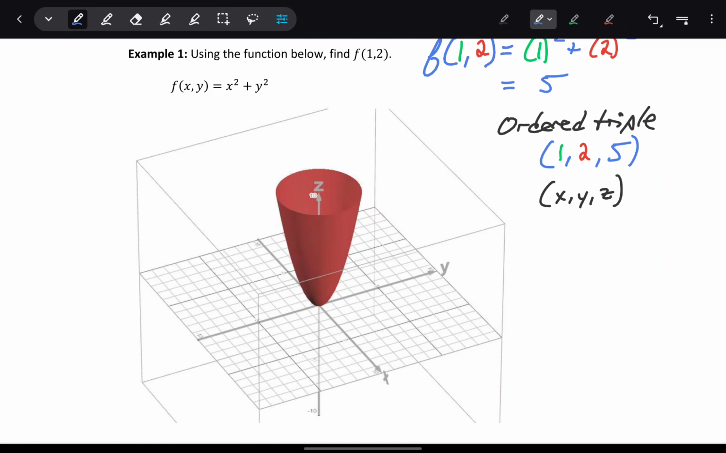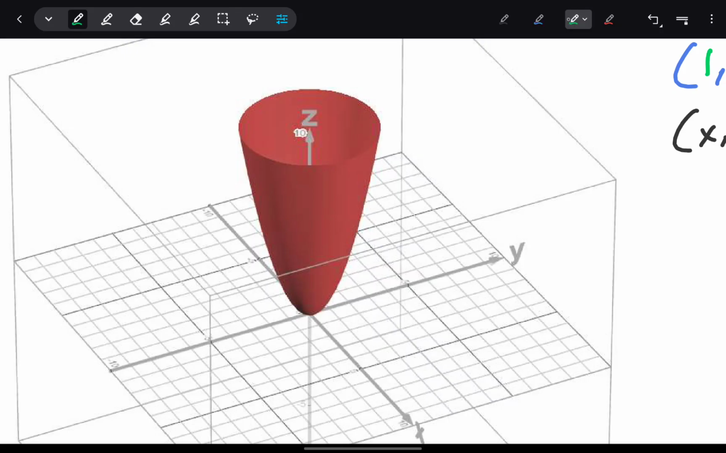We have pictured the graph of this function, x squared plus y squared. Now that we have 3 variables, we're getting into 3-dimensional shapes, and we can at least briefly look at what it would mean to plot this ordered triple. Since our x value is 1, we would head in the x direction 1 unit. Our y value is 2, so we would head in the y direction 2 units. We would find where those match up, and then we would draw a line straight up vertically until we intersect this cone.